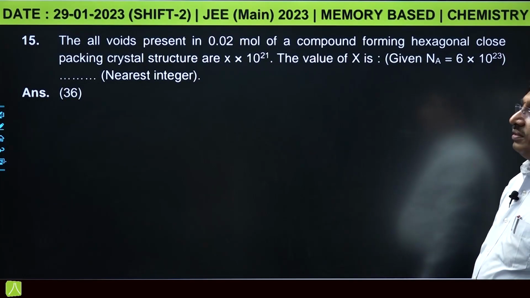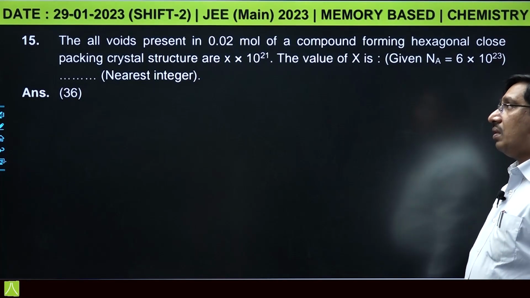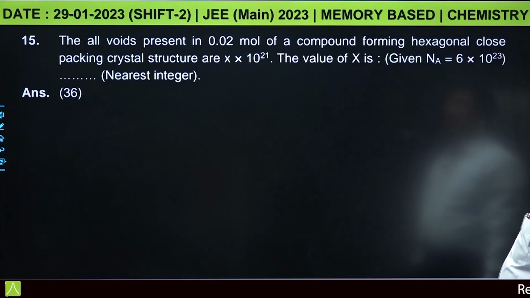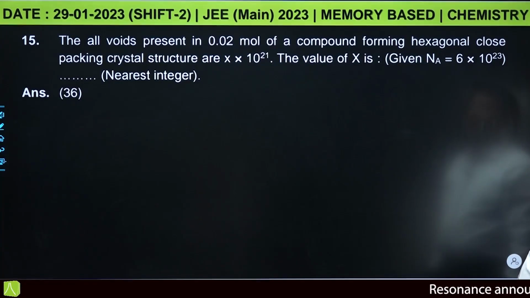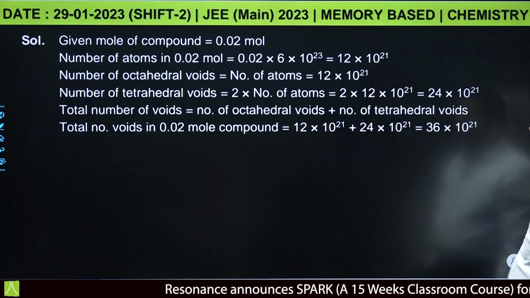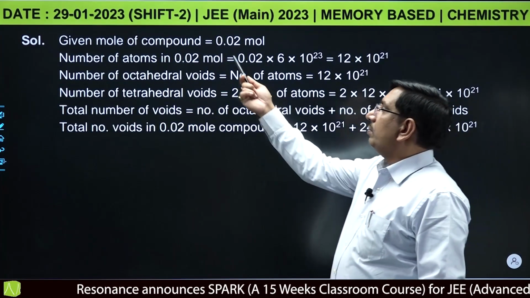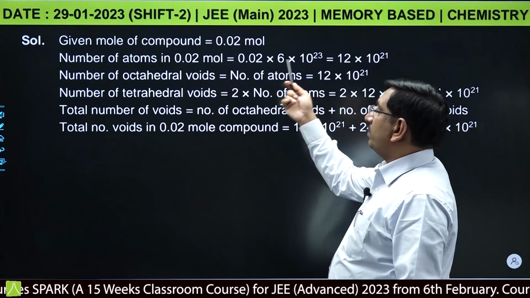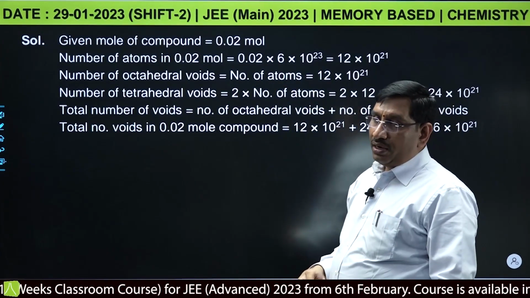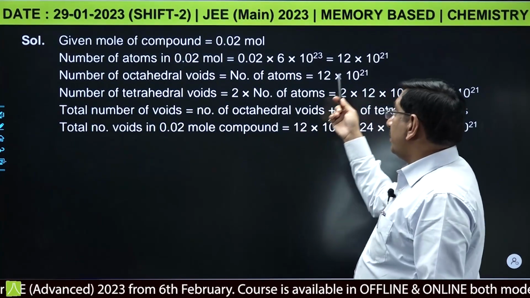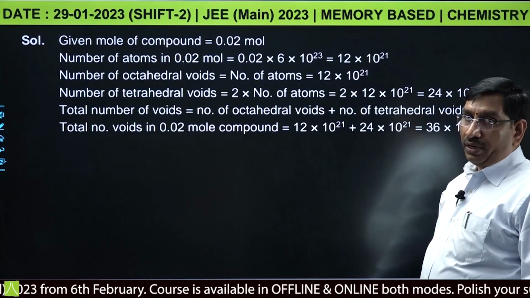Now, this is a question from solid state. The number of all voids present in 0.02 mole of a compound forming a hexagonal close packing crystal structure is x into 10 power 21. The value of x is. Here the given compound has 0.02 moles. We calculate the number of atoms by multiplying with the Na value. The Na value is given as 6 into 10 power 23, then it will be 12 into 10 power 21.